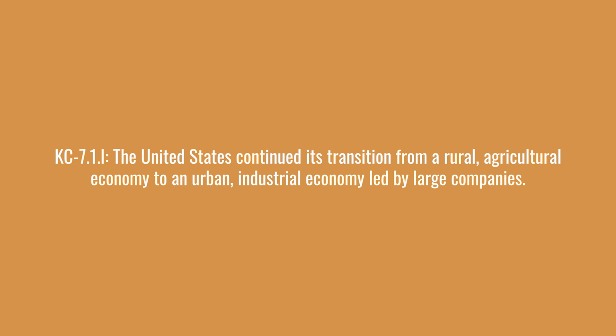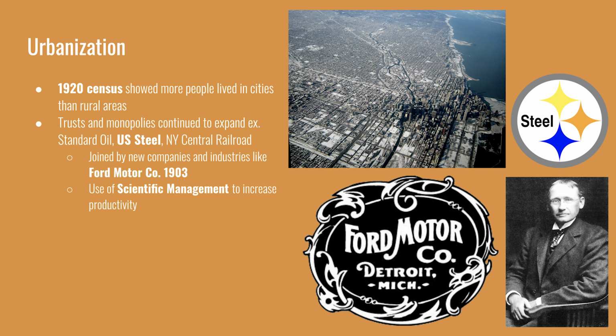The second key concept says the United States continued its transition from a rural agricultural economy to an urban industrial economy led by large companies. The 1920 census showed that for the first time in U.S. history, there were more people living in cities than there were in rural areas. This was as a result of factories concentrated in the cities attracting more workers. The mechanization of farming in the rural areas also required fewer people to perform that farm labor.